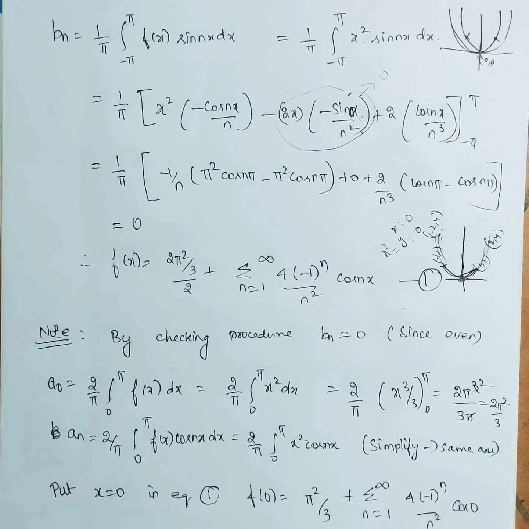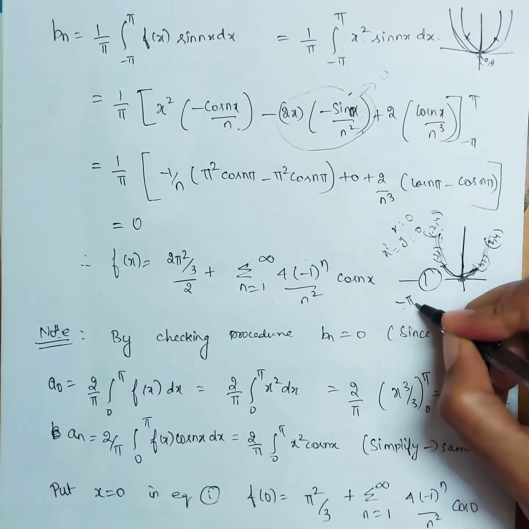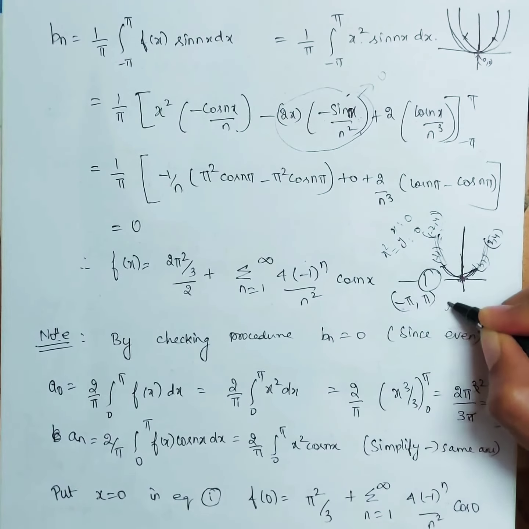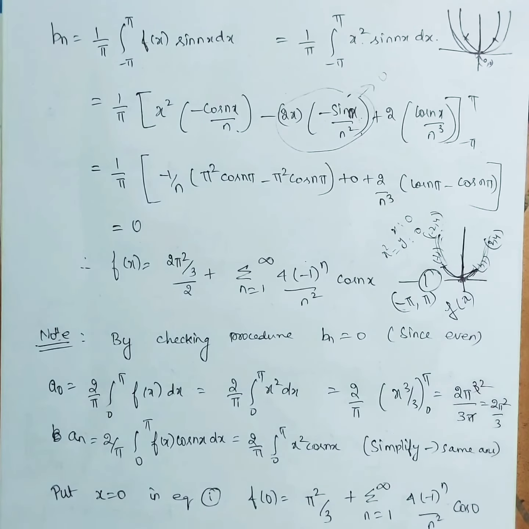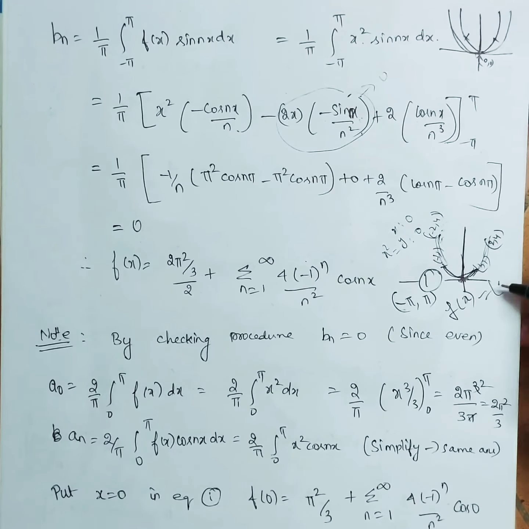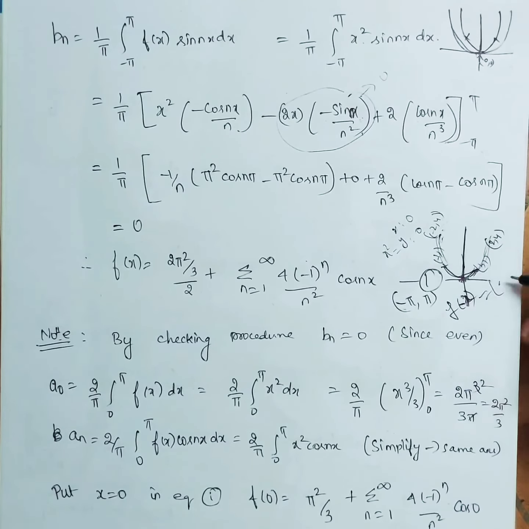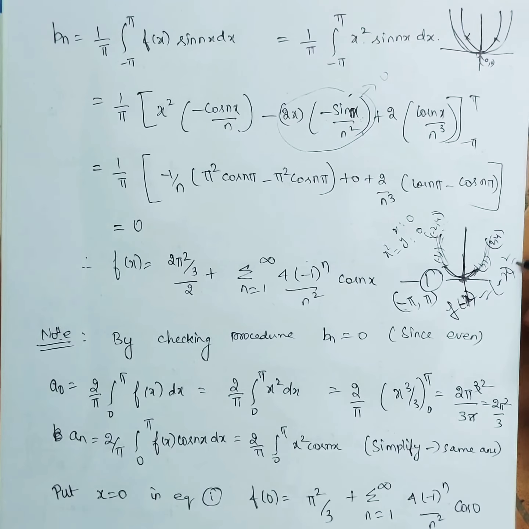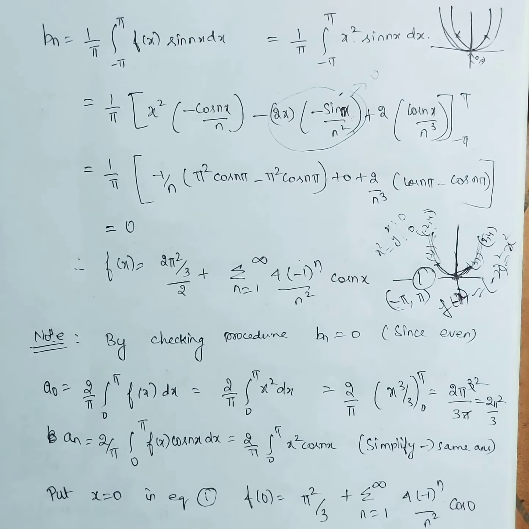In case you are saying that you don't have time to plot the graph or you are getting confused, then you can check mathematically. What is the way to check mathematically? First of all, you have to see the question. The interval is minus pi comma pi. If the interval is minus pi comma pi, in your function, replace x by minus x. f of x is x square, right? In the place of x, you are going to put minus x. So f of minus x is minus x the whole square. This is nothing but x square. You are getting the same function.